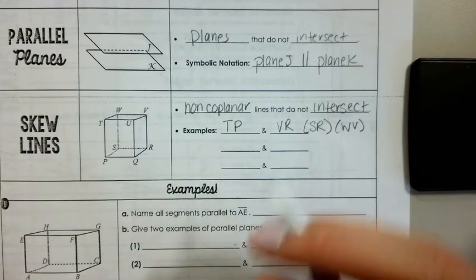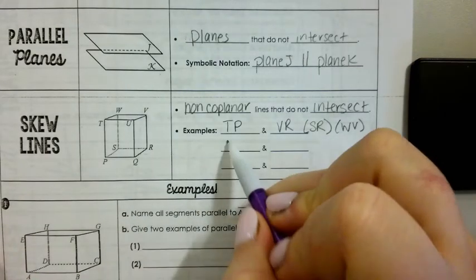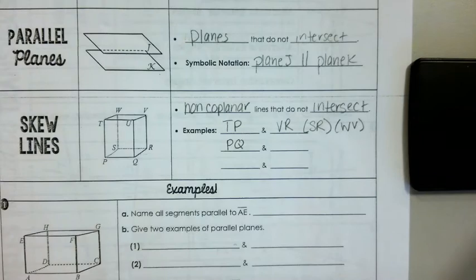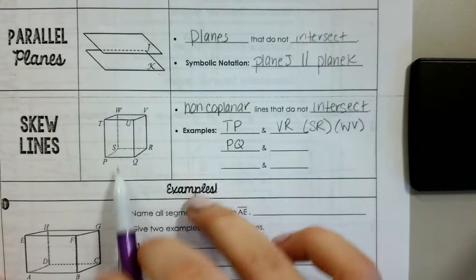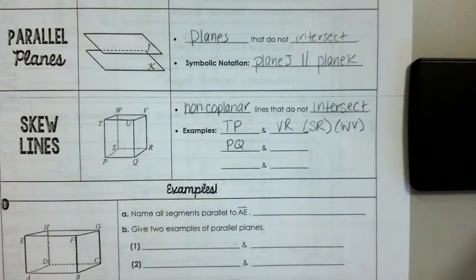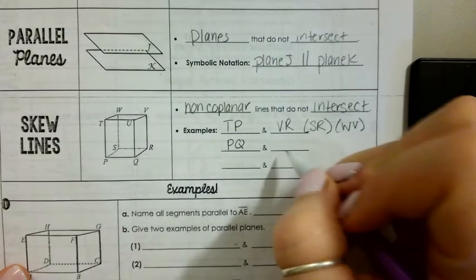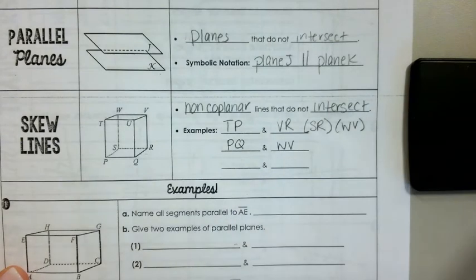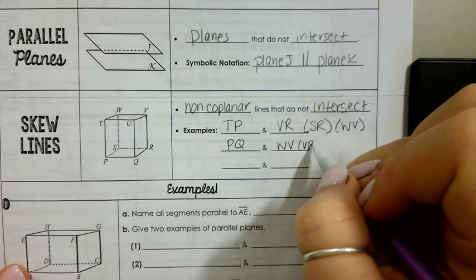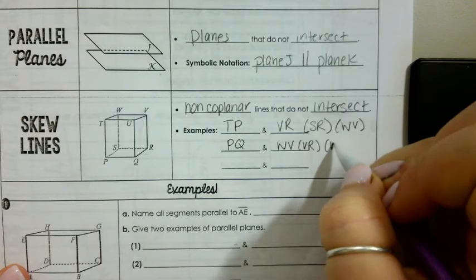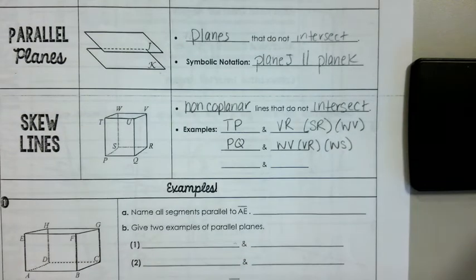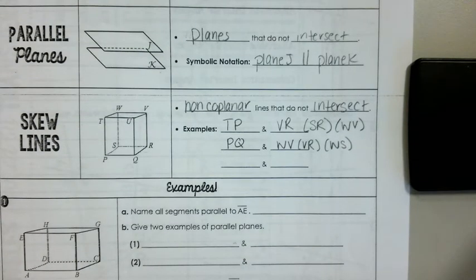Another example, let's pick another line. Let's say now PQ. So now PQ is on the front wall and the bottom of this cube. So we need to think of another line that's not on either of those planes. So an acceptable answer is WV. You could have said VR, and you could have said WS. Those are acceptable answers.